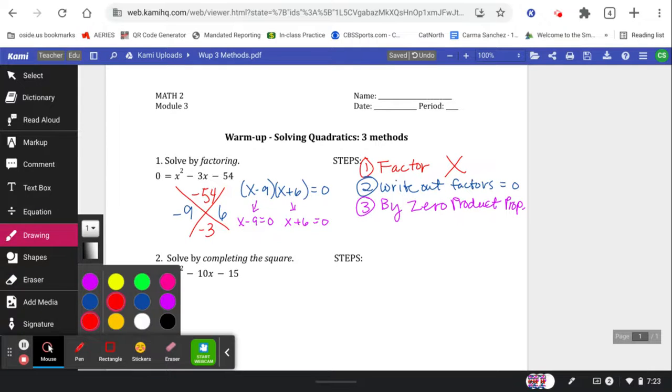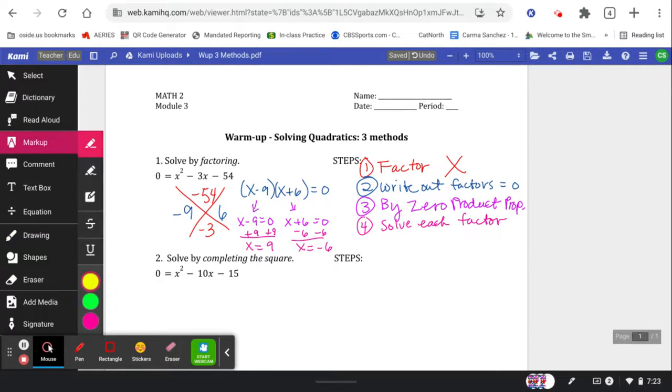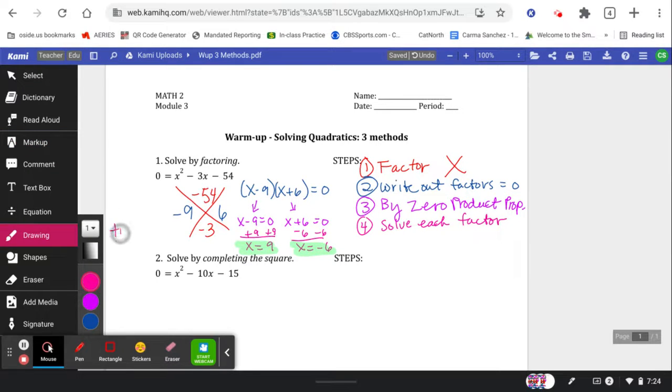And then we solve each factor by doing inverse operations, right? If it's a -9 there in the factor, we add 9 to both sides. If it's a +6 there in the factor, we subtract 6 from both sides. So I get my 2 real roots using the method of solve by factoring.